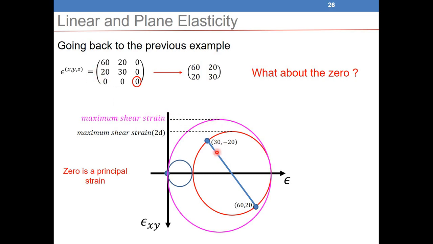Okay, so that's very important. Even if I have a 2D case, I need to go back to the 3D case and build the 3D Mohr circle from now on in order to study the maximum shear strain or the minimum normal stress and so on. So that's very important just to understand this.